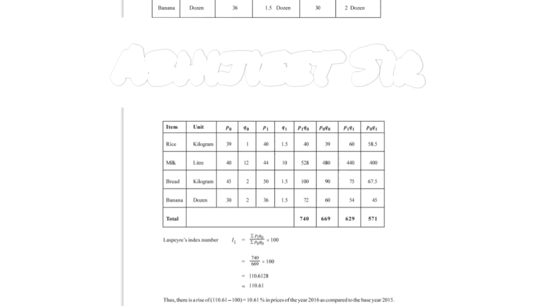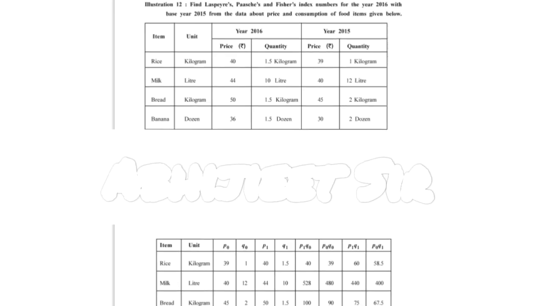Now solving the sum, illustration number 12. Find Laspeyres, Paasche and Fisher's index number for the year 2016 with the base year 2015 from the data about prices and consumption of food items given below. You have to find Laspeyres, Paasche and Fisher. Item and unit are given, the base year is 2015 and the current year is 2016. So P1, Q1, P0, Q0 are given as such.